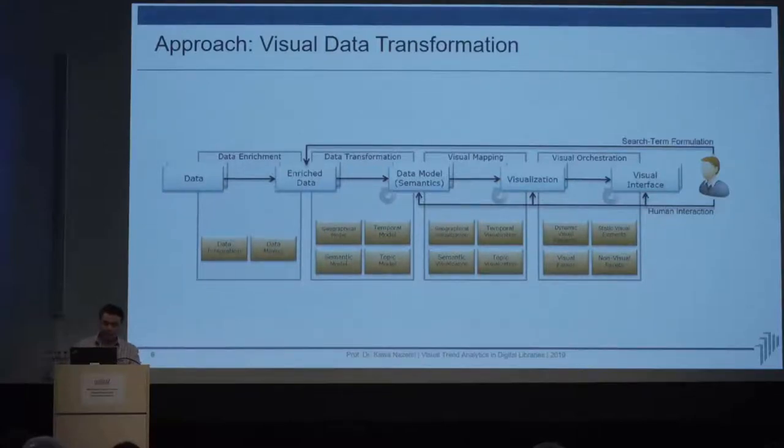You see the steps: data enrichment, where the data come, in this case, from DBLP, and we have the data integration processes, the data mining, and of course our own search engine on this data, so you're able to search in it. The enriched data are then transformed, mapped, and visually orchestrated, and the human can interact with that.